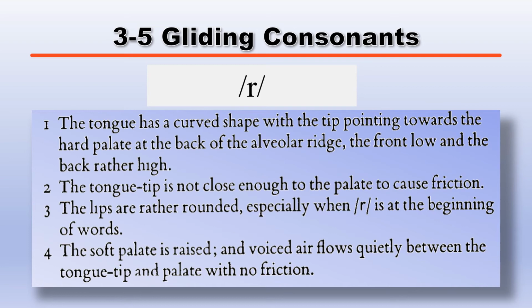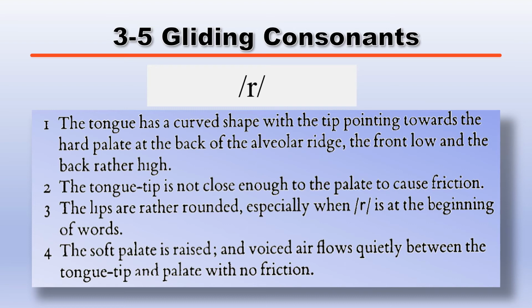So number two, the tongue tip is not close enough to the palate to cause friction. So there's no friction with this point, with this ra. The lips are rather rounded, especially. So look here. The lips are rounded, especially when ra is at the beginning of words. But when we say the ra not at the beginning of words, it could be not rounded. Like Mary. We will see this.